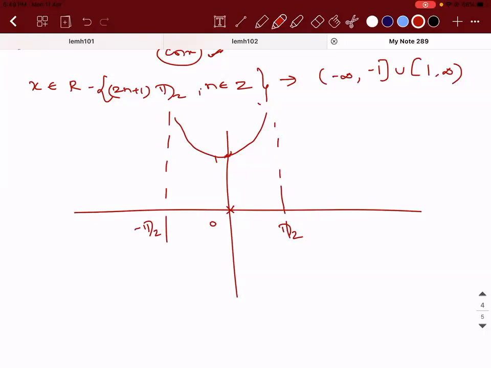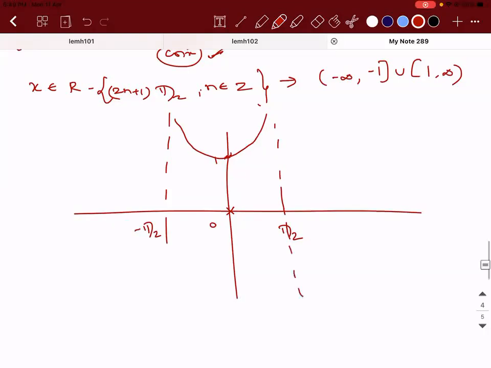Then what will happen between pi by 2 to pi? It will be downward, right? So where will it start? It will be at -1. So the least value that you can get is here. It will start here and it will go something in this way.